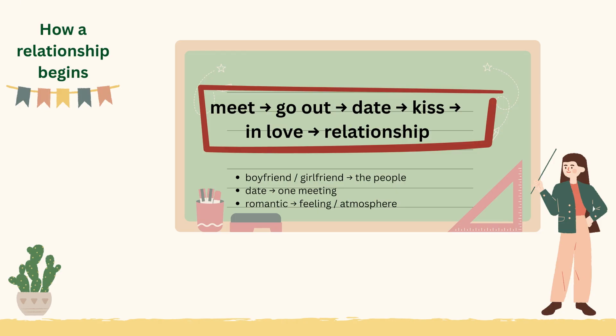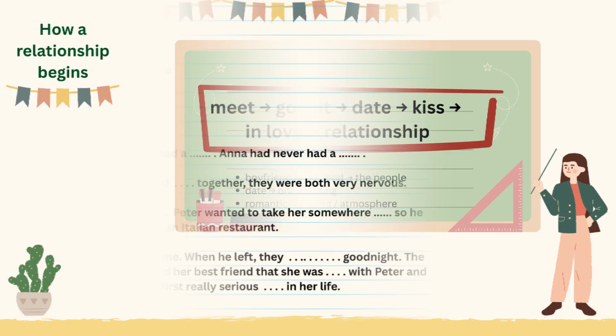Words like boyfriend and girlfriend tell us who the people are. The rest of the words tell us what happens and how it feels. Keep this order in mind. It will help you choose the correct answer.